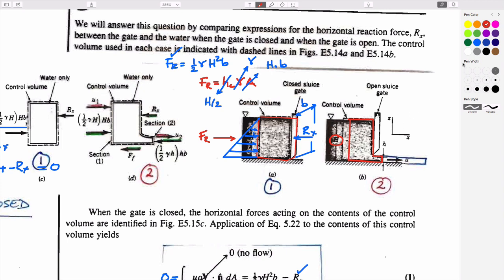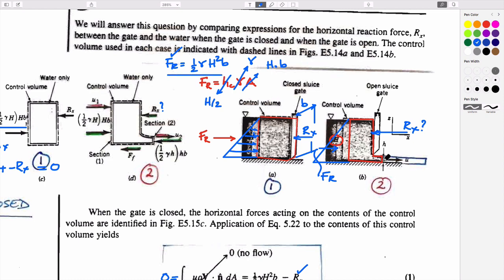And now we have similar components to define the behavior. This gate has to be held in by some force, which again is this reaction in the x direction that we'd like to know. The force that's acting on this side of the prism is going to be exactly the same as before, and it's going to be equal to F sub r, exactly the same as this.